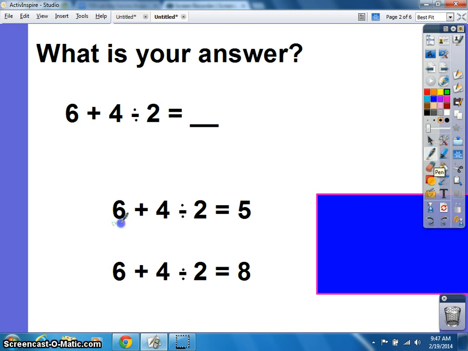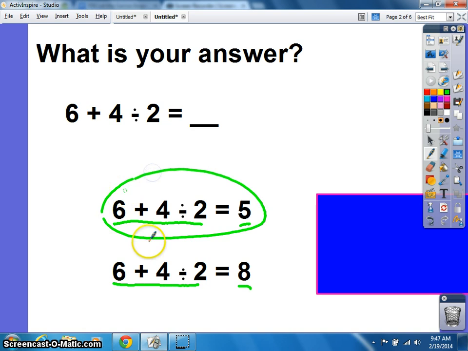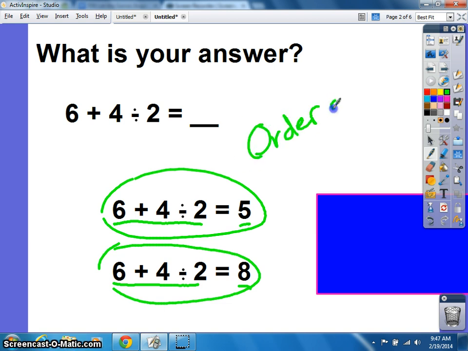Again, this whole thing is an expression. This is also an expression. Together, it makes an equation. So we got either an answer of 5 or 8, and that's why we need order of operations, because we get two different answers if we don't do it the right way. We're going to learn what order of operations is and what it means next. I'm expecting lots of both of these answers.